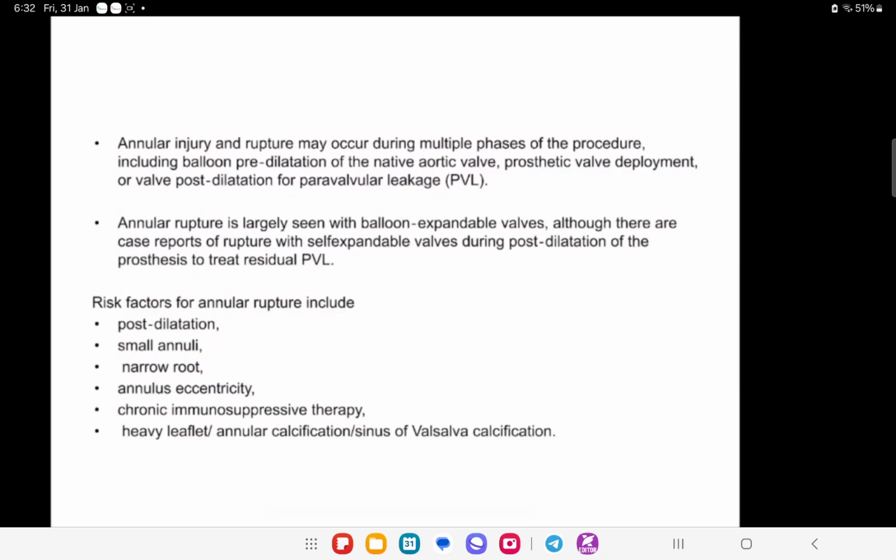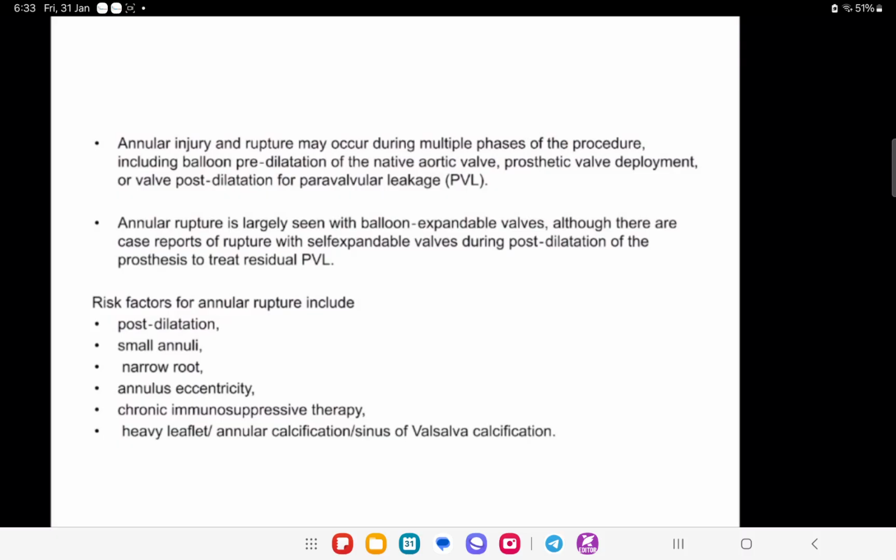The annular injury and rupture may occur during multiple phases of the procedure, including balloon pre-dilatation of the native aortic valve, prosthetic valve deployment, or valve post-dilatation for paravalvular leakage. The annular rupture is largely seen with balloon expandable valves, although there are case reports of rupture with self-expandable valves during post-dilatation of the prosthesis to treat residual paravalvular leak.